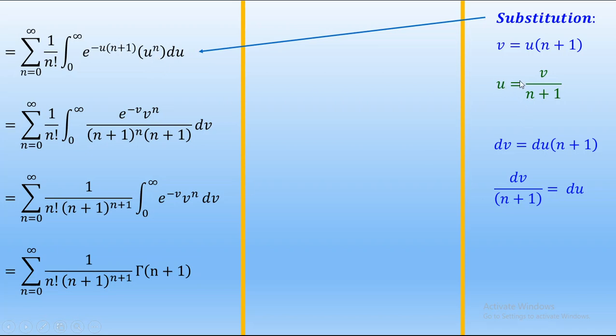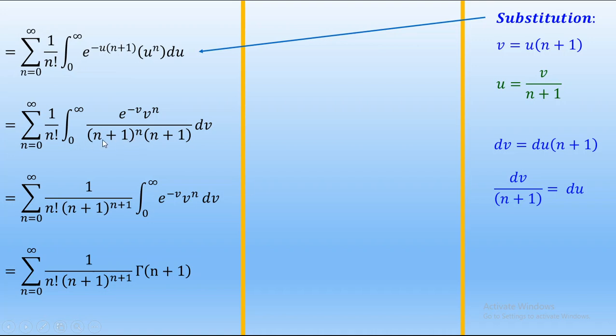Since u is equal to v to the power 1 by n plus 1, from this we can derive this one. Therefore, when u is raised to the power n, we will get v also raised to the power n by n plus 1, whole raised to the power n. That is only written over here: instead of u raised to the power n, it is v to the power n by n plus 1, whole raised to the power n. And this n plus 1 was from the substitution of du, that is, we substituted du as dv by n plus 1. So we got all this.